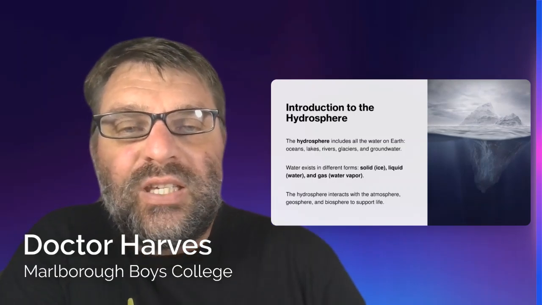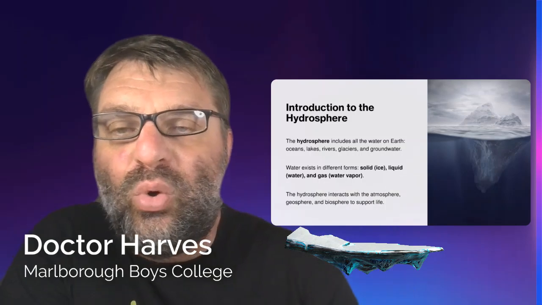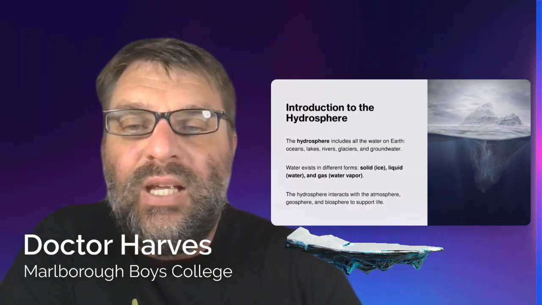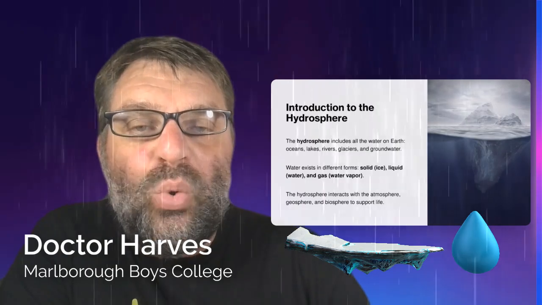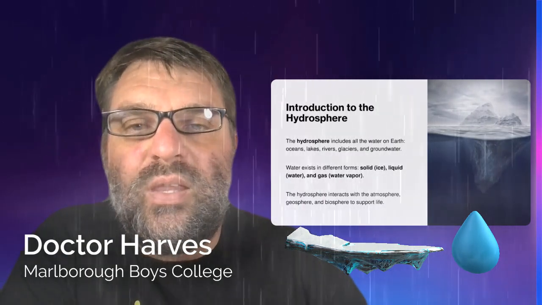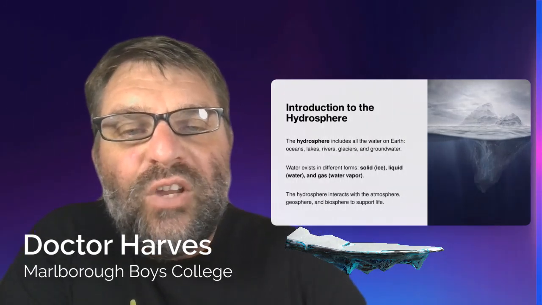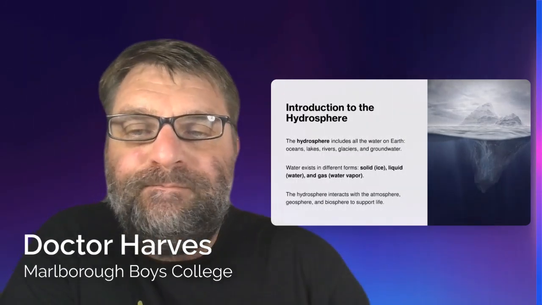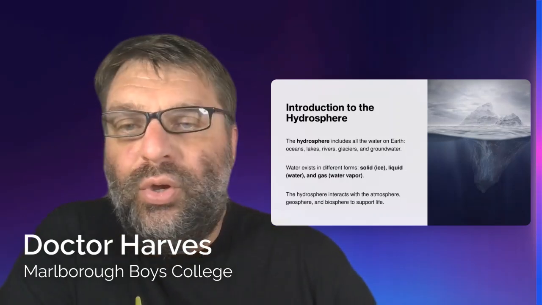So water exists in different forms: solid, ice, which is going to be in your poles, the Arctic and Antarctic; liquid water, which is going to be your rivers, lakes, oceans; and also gas, which is water vapor. So that's the interaction with the atmosphere with rain clouds, for example. So the hydrosphere interacts with the atmosphere, the geosphere, and the biosphere to support life on Earth.